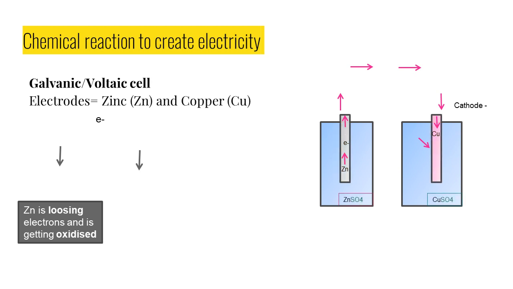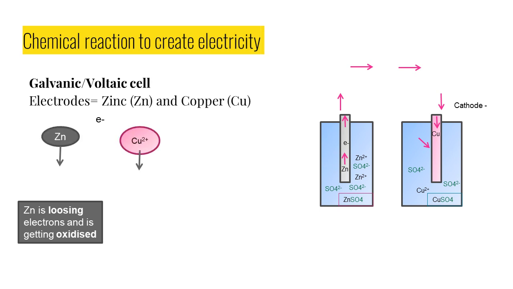One is a zinc electrode, another is a copper electrode, and they are suspended in their respective salt solutions. The zinc electrode is suspended in zinc sulfate solution, and the copper electrode is suspended in copper sulfate solution. In this aqueous electrolytic solution, zinc and sulfate, and copper and sulfate exist in ionic form. Zinc exists as Zn2+, sulfate exists as SO4 2-, copper exists in Cu2+ form.